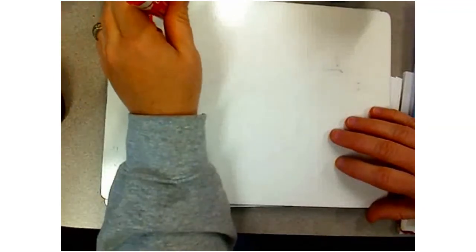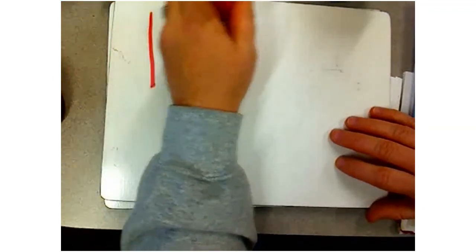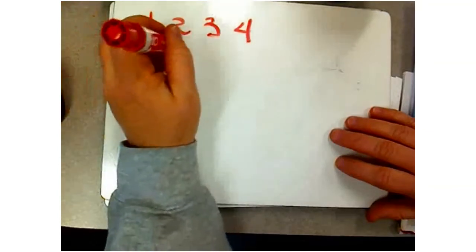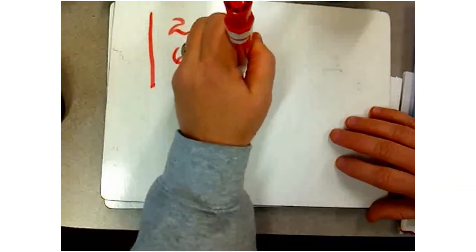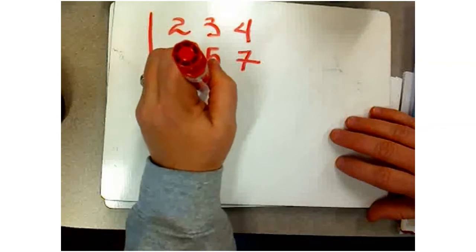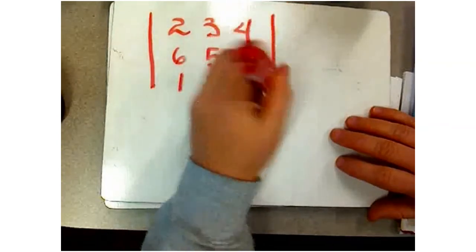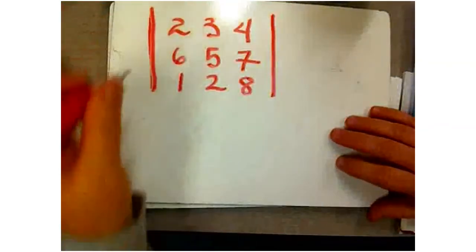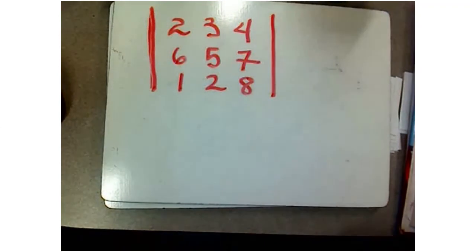Here, let's do number 11. So we need to find the determinant of 2, 3, 4, 6, 5, 7, and 1, 2, 8. Not so easy now. We've got to do the whole shebang. Don't you dare go there.